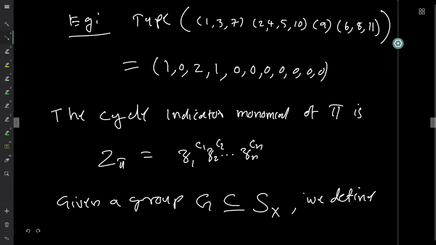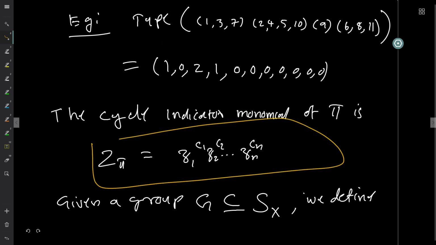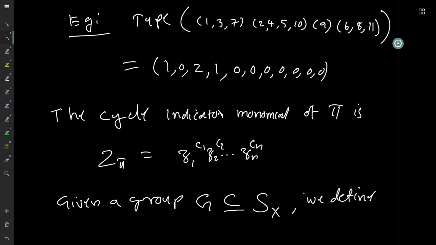Now, once you have such a type, we can define the cycle indicator monomial of pi, given by z_pi equal to z1 raised to c1, z2 raised to c2, etc., zn raised to cn. This tells you immediately what the cycle structure is. Look at the exponent of zi, not the coefficient; it tells you the number of i-cycles.